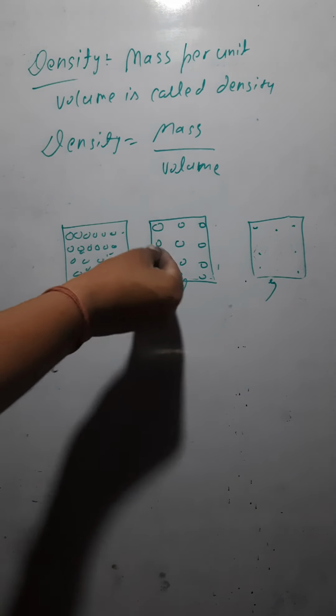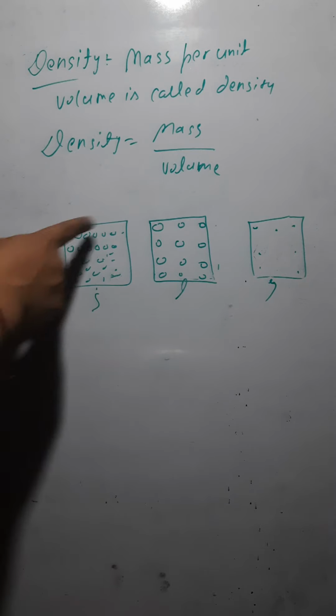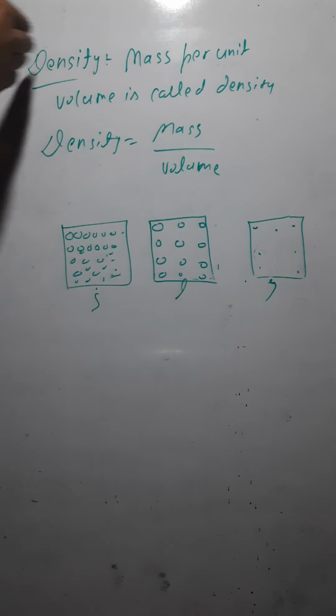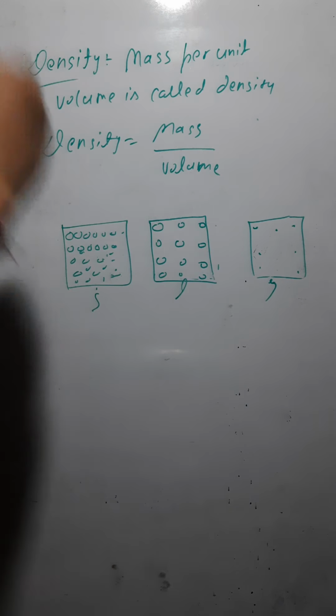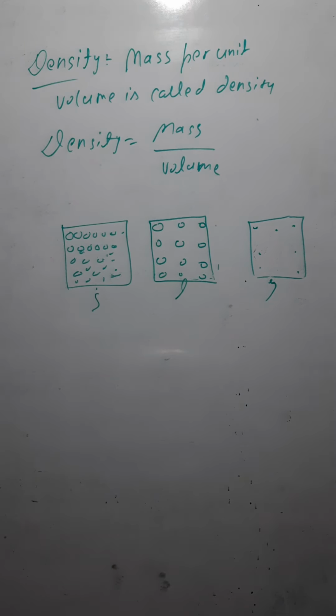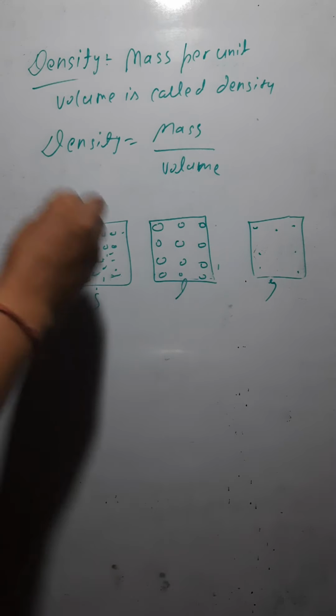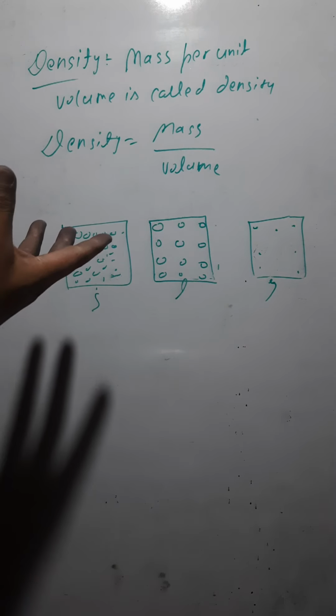Because the number of particles is very small there, and here the number of particles is highest. Okay, so this is the density. Density means mass per unit volume. It means how many particles are there in unit volume. That is the mass, isn't it? So how much mass is there in a unit volume? Here you have more mass.